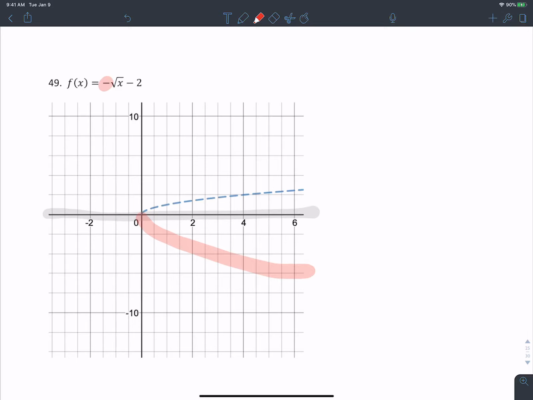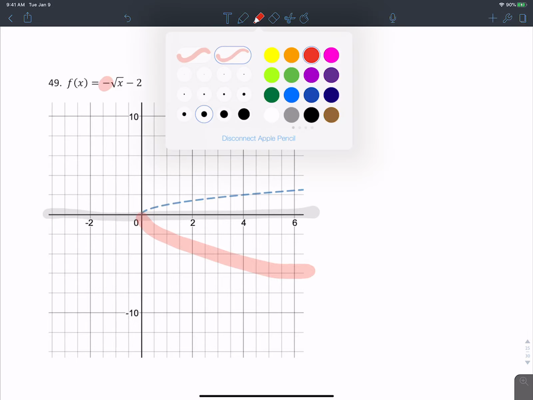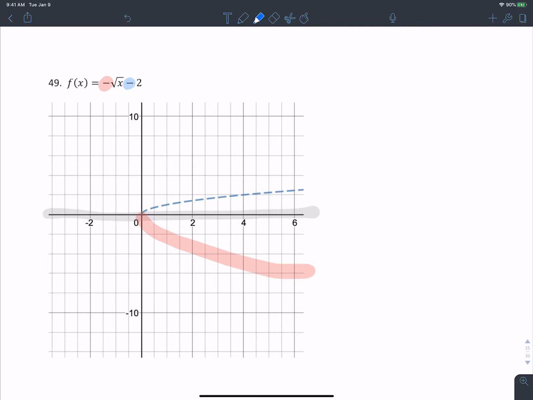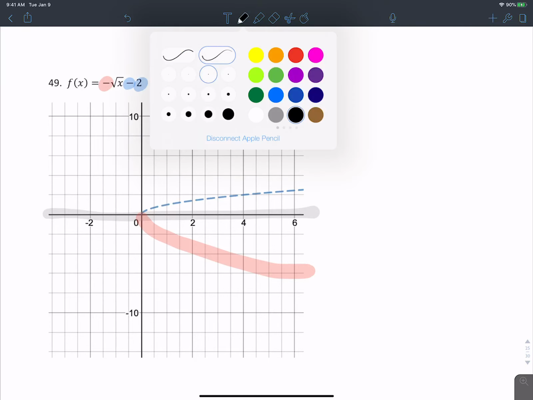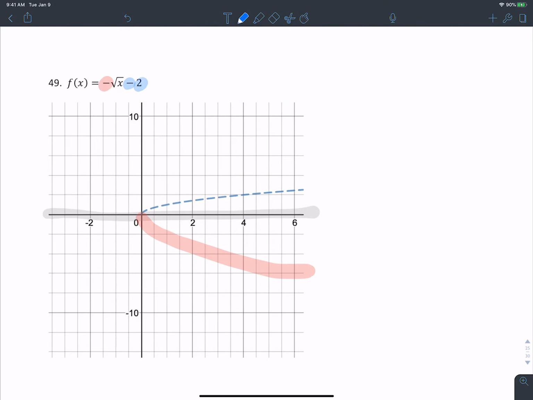Okay. Now, if we take a look, we have minus 2. That means we shift every point down 2 units. So this reference point again, let's undo that. Let's change that.